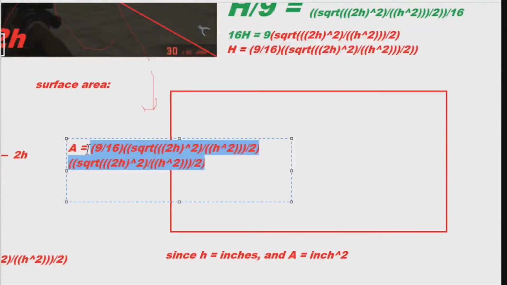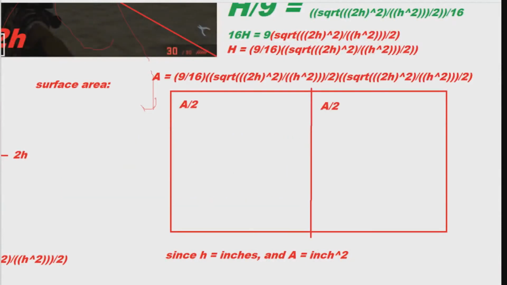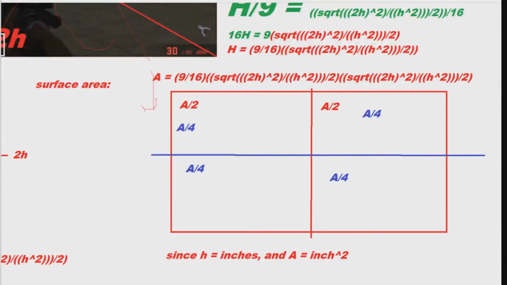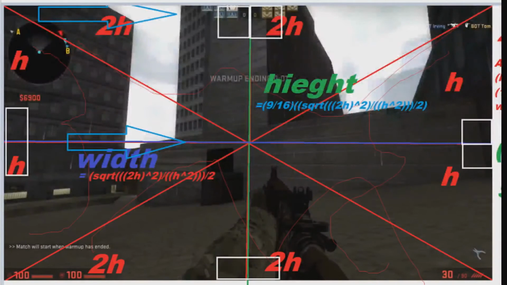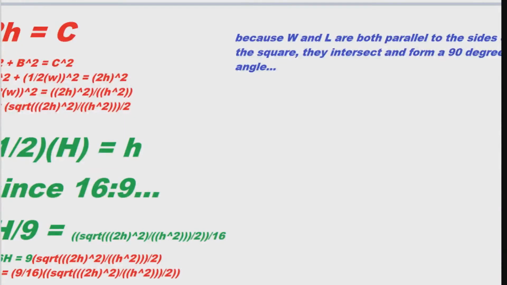So, now we know the area of the screen space in terms of inches. This means that we can start taking the screen space and divide it into 4 pieces, meaning that each piece of the screen is a fourth of the area. Height and width are both parallel to the respective sides. Since they are parallel, they're also perpendicular.